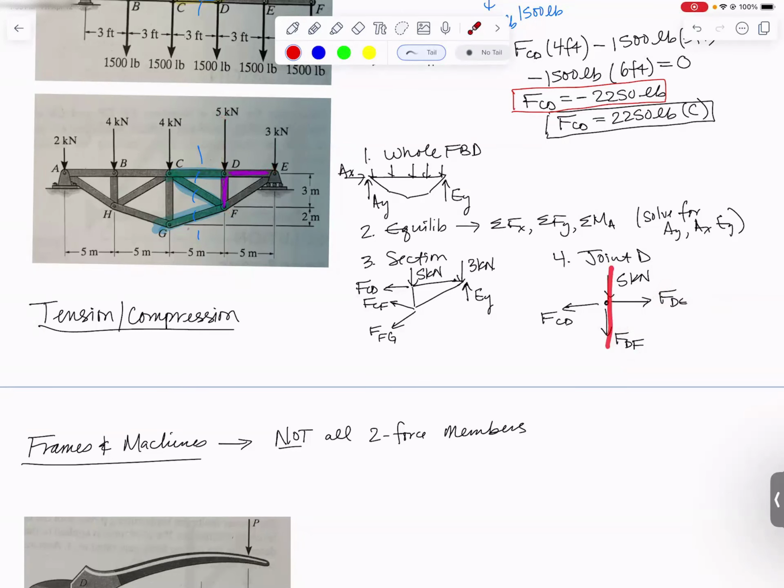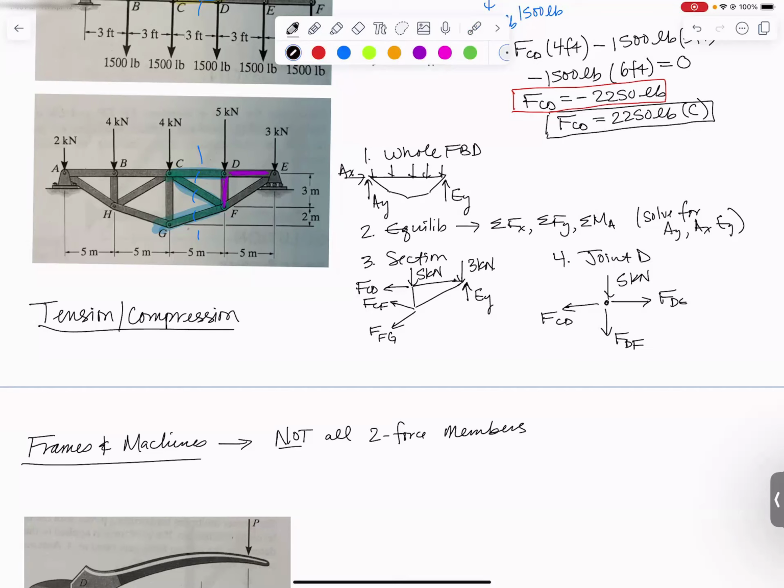If you sum forces in the y direction, you'll find that the force in DF will be equal to negative 5 kilonewtons. So DF will be 5 kilonewtons in compression. And the force in CD, whatever it came out to be, the force in DE will have to be exactly the same. I have seen a lot of mistakes with tension and compression.